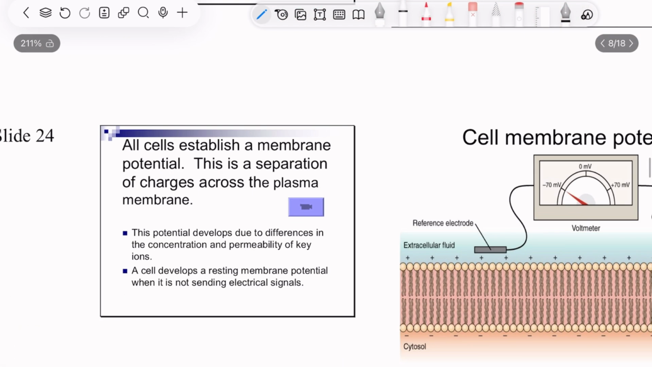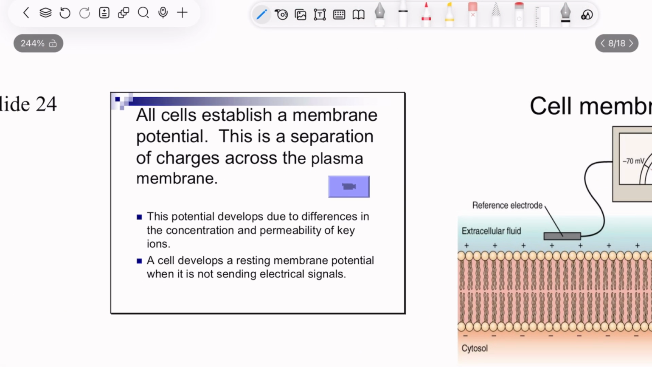All cells establish a membrane potential. This is a separation of charges across the plasma membrane. This potential develops due to differences in the concentration and the permeability of key ions. A cell develops a resting membrane potential when it is not sending electrical signals. So basically what this slide is explaining is the concept of membrane potential, which is the separation of electrical charges across a cell's plasma membrane.